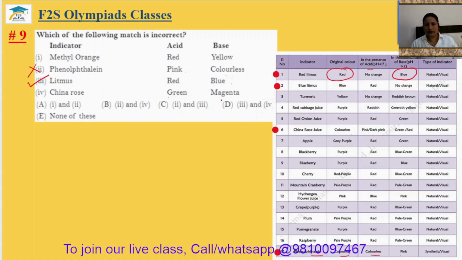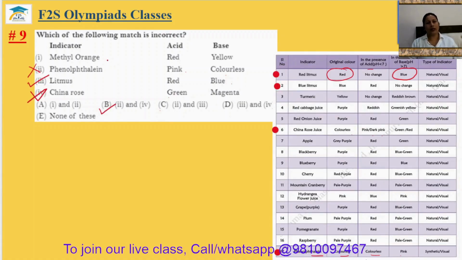So magenta pink, dark pink means magenta with the acid, and green with the base. So this is also wrong. ठीक है. So for the ninth question, you can see the wrong ones are 2 and 4. This is in option number B.